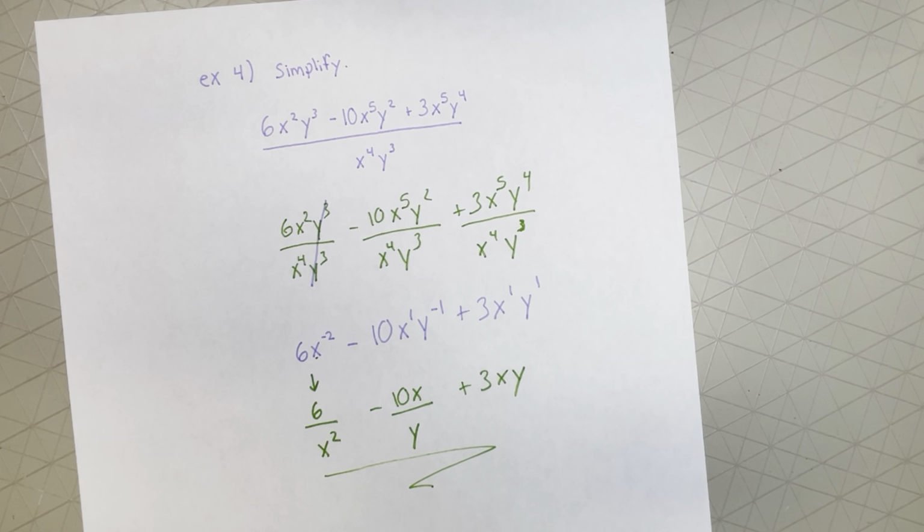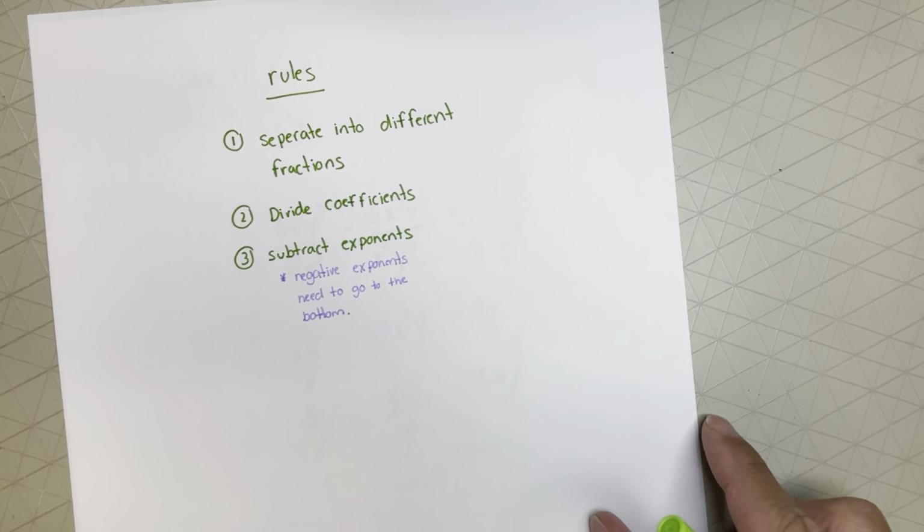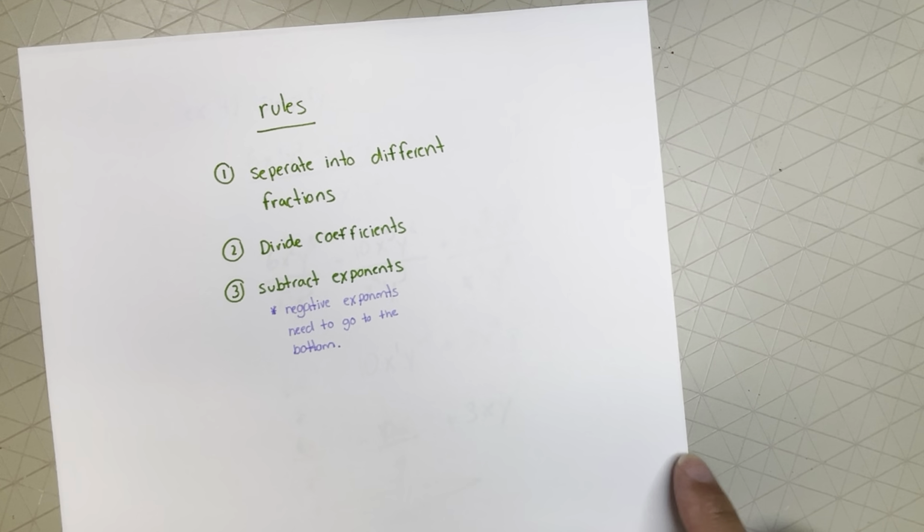So again, when it comes to working with these rules, you have to be careful in all of your steps. But the rules are always going to be simply this: separate into different fractions, divide the coefficients, and then subtract the exponents on similar bases. Every exponent that is negative after you subtract them will go to your denominator.